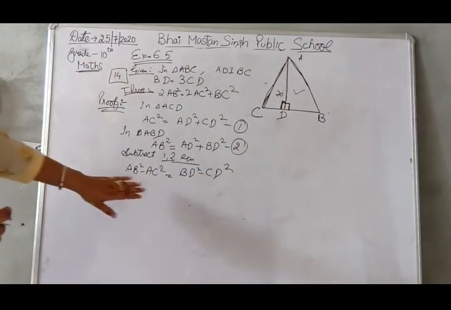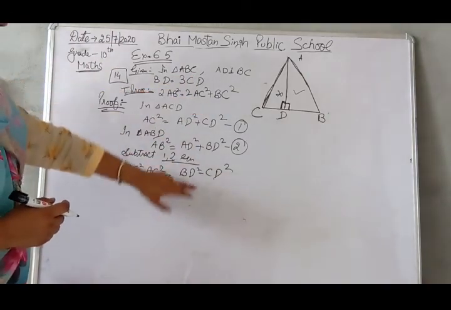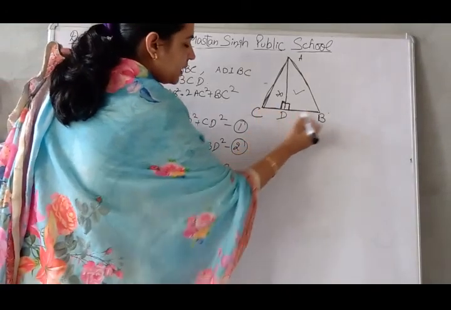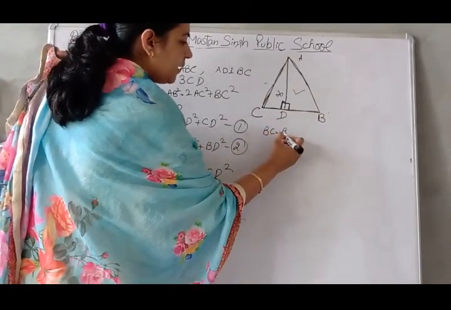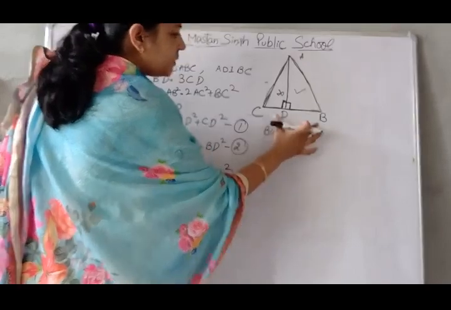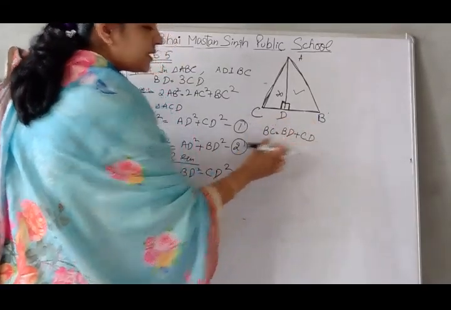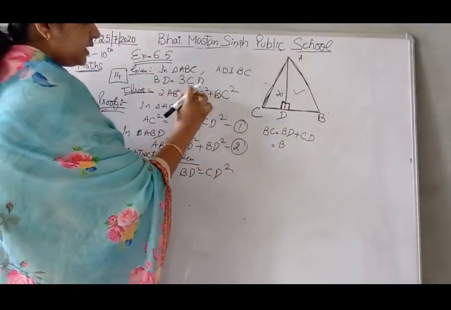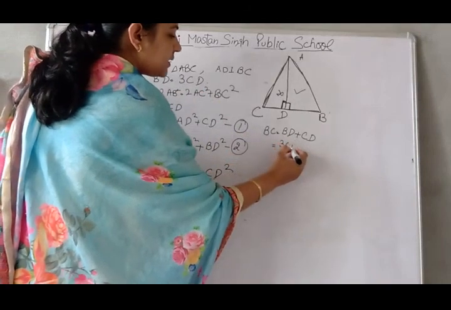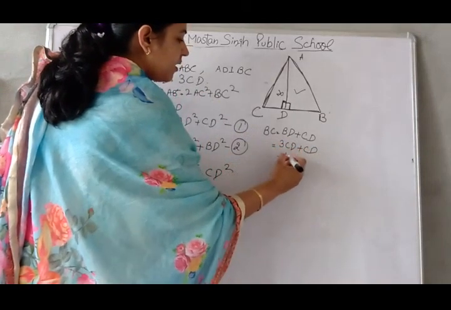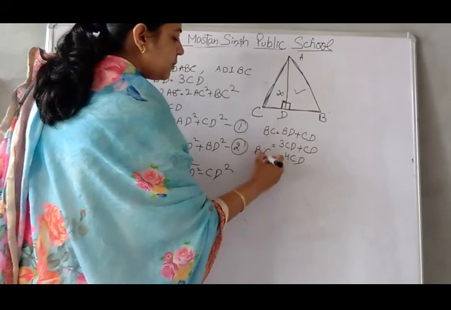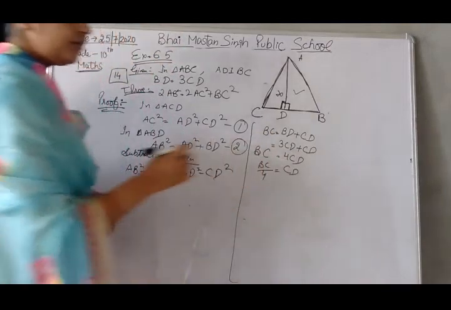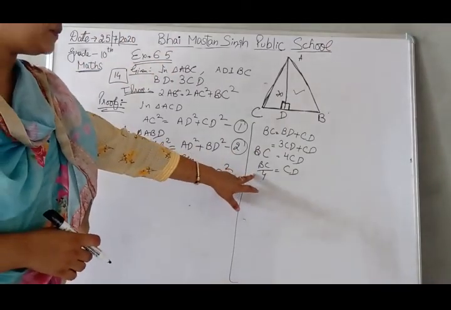Now I need the value of BD and CD. From this line you can see BC is equal to BD plus CD. BC जो है CD and BD का plus है. Okay. Now BD they have given 3CD. So I will put value here 3CD plus CD. Here 4CD. What is 4CD? BC. Now value of CD is BC by 4. Okay, I got the value of CD BC by 4.